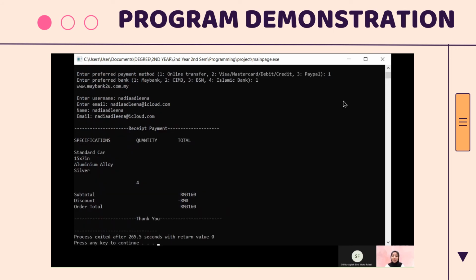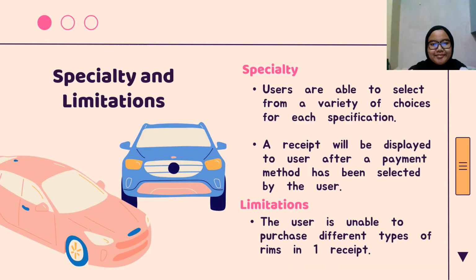Once payment is done, a digital receipt will be displayed for users' reference. Throughout the program, data are written into a text file named purchase. The data stored in the text file are username, email, vehicle type, rim size, rim material, rim color, rim quantity that have been keyed in by the user, as well as the total cost that the user has to pay.